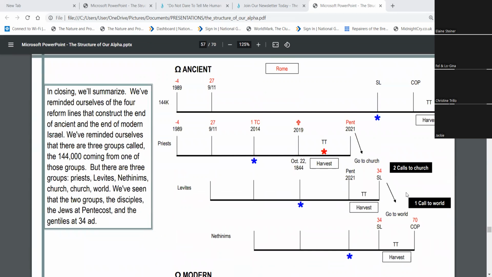In closing, we'll summarize. We've reminded ourselves of the four reform lines that constructed the end of ancient and the end of modern Israel. We've reminded ourselves that there are three groups called the 144,000 coming from one of those groups. But there are three groups: priests, Levites, and Nethinims. Church, world. We've seen the two groups, the disciples, the Jews at Pentecost, and the Gentiles at 34 AD.